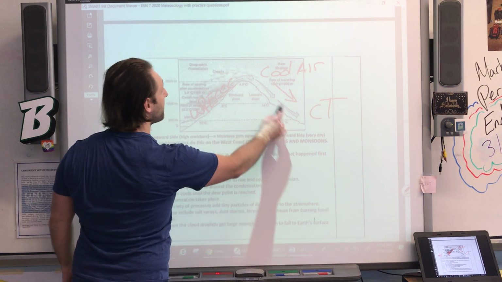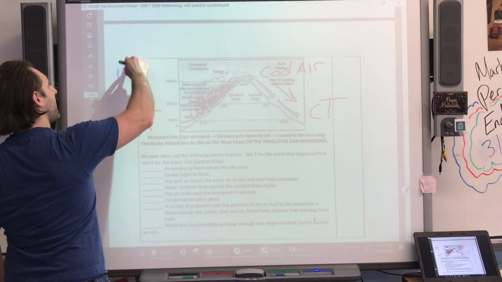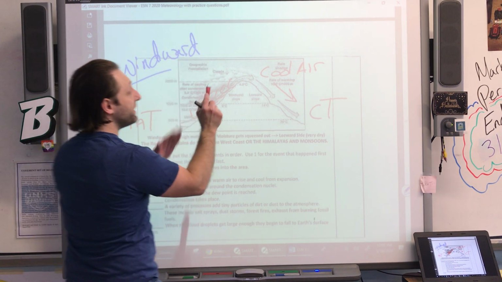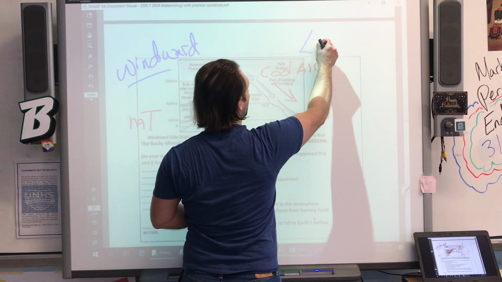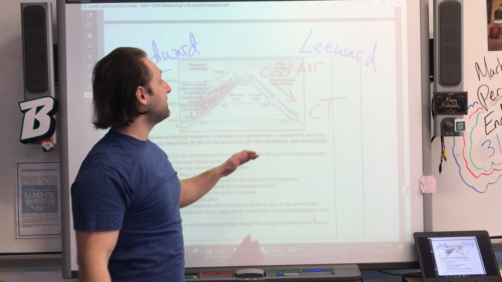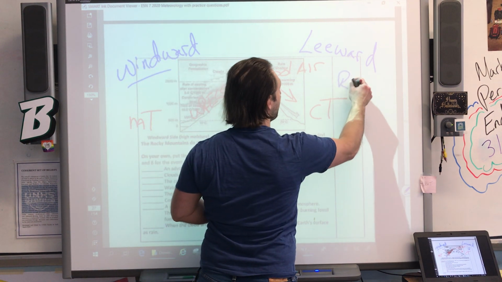So this is the orographic effect. This is the windward side. And over here, this is called the leeward side. It also means that this is the rain shadow. Right? The absence of rain.